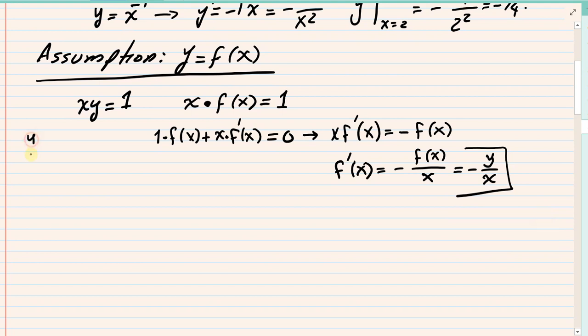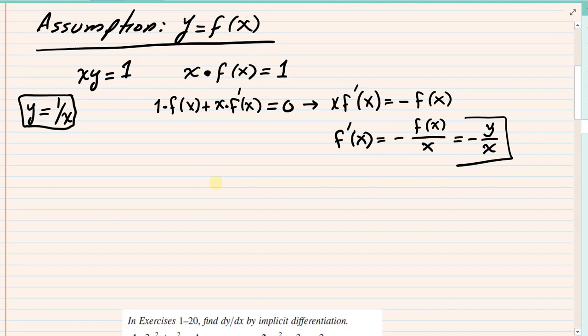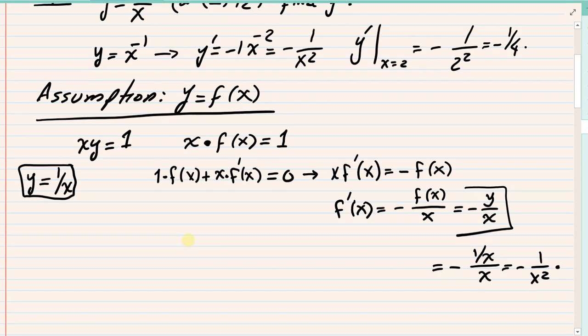Remember, if I solve for y here, I can do that for this particular one. In other instances, I cannot solve for y, but the assumption still holds that y could theoretically be written as a function of x. If I plug in 1 over x for y, I get negative 1 over x squared. Notice it's exactly the same thing as we had earlier.